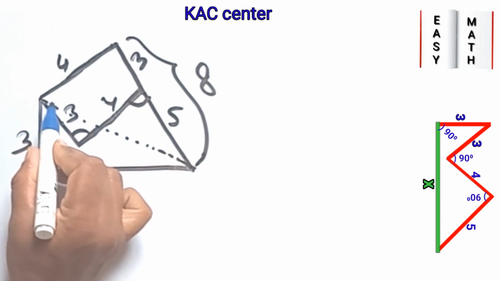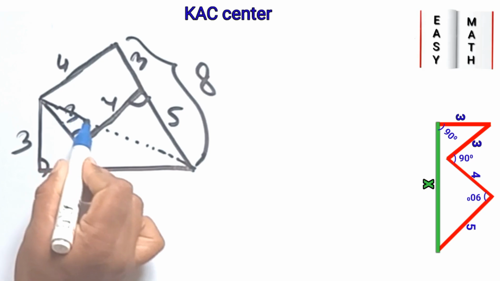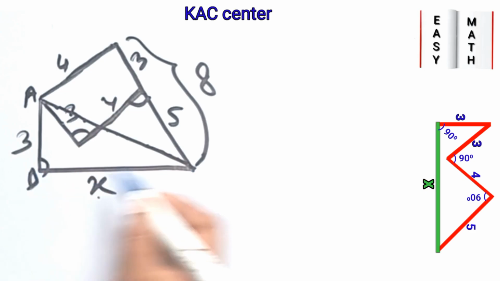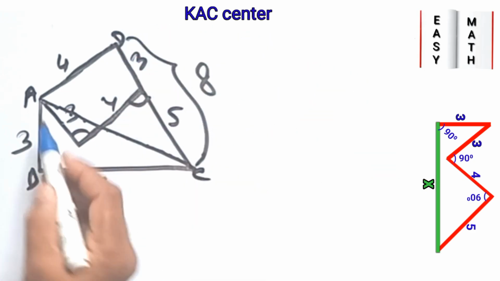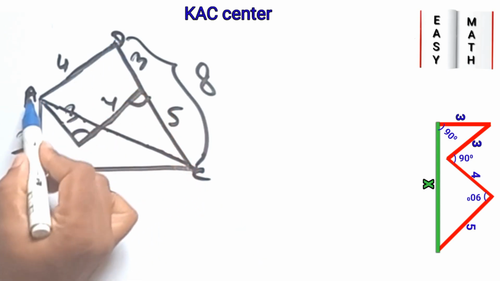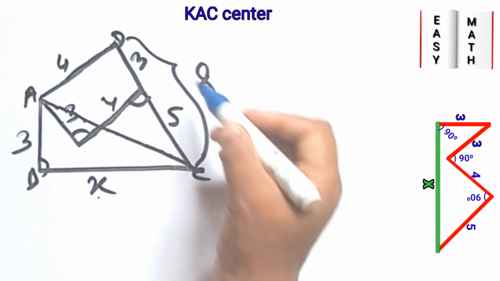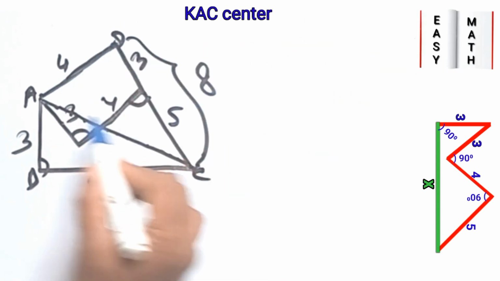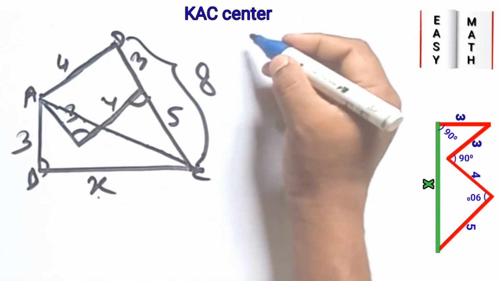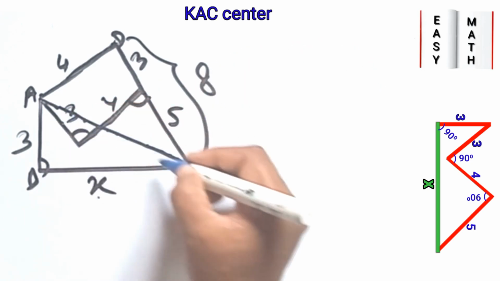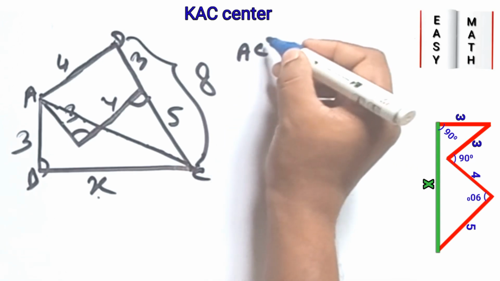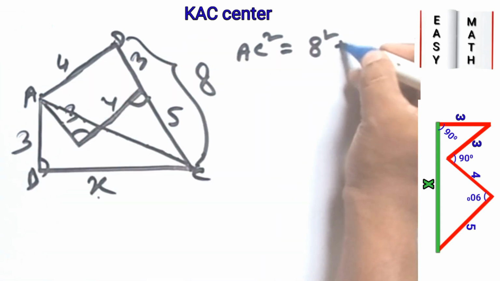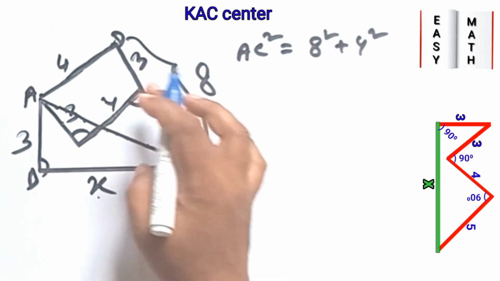And now in this triangle we draw this, and we take this A, B, C, D. In triangle ACD, this side is 8 and this side is 4. So this hypotenuse is AC. So AC square is 8 square plus 4 square.